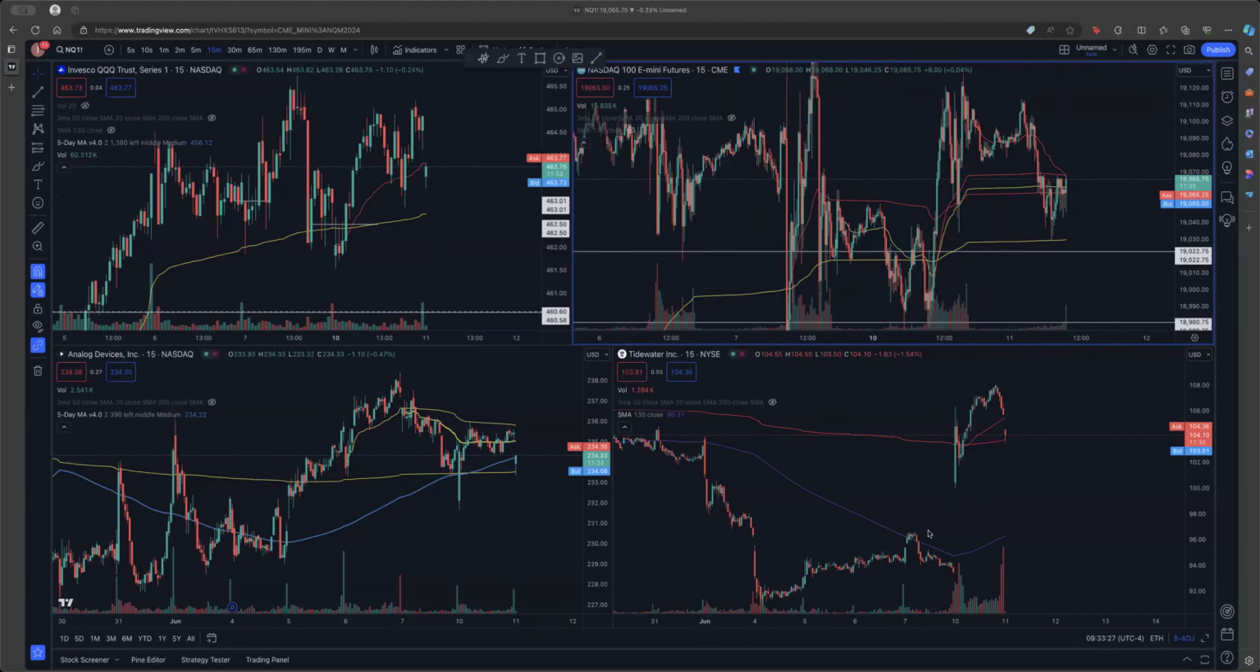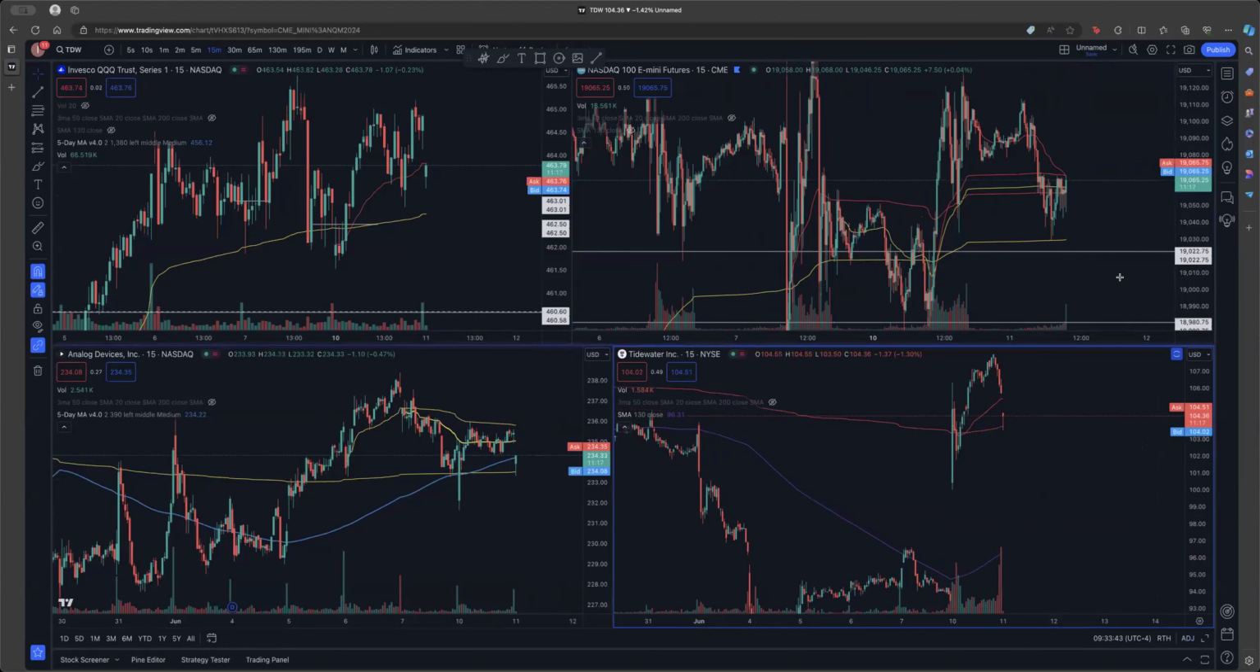Testing the overnight VWAP here. Watch out. All right, so we are bouncing on TDW. Let the first 5-minute candle close. Two more minutes to go.